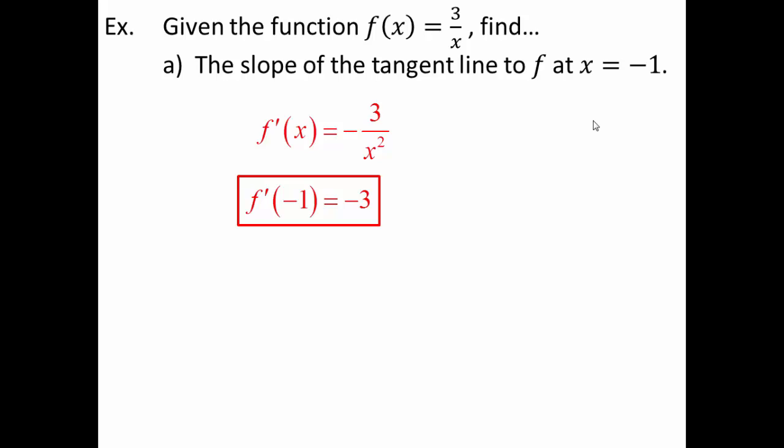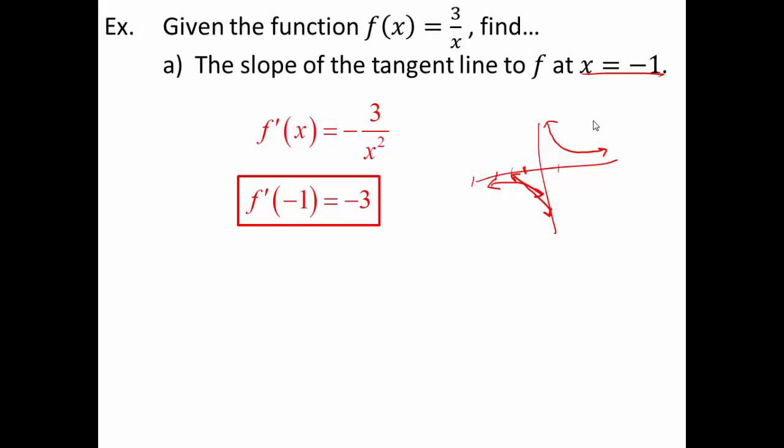If we think about the original function, 3 over x is just that reciprocal function. Asymptotes on the axes, and then the curve exists in quadrants 1 and 3. And I'm looking at x equals -1. So a slope of -3 actually seems pretty reasonable to me. I know that within the third quadrant, the curve is decreasing at all times, so a negative slope is perfectly reasonable. I also know that if I had plugged in -2 or -5 or -10, that answer would have been smaller and smaller, but always negative.